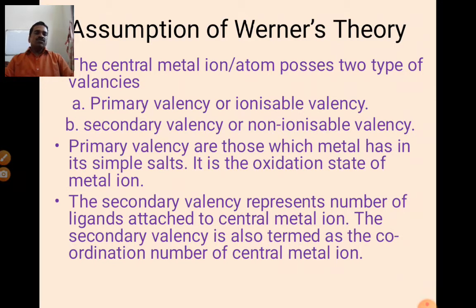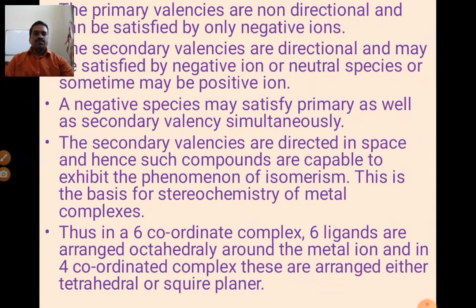First, the central metal ion must possess two types of valencies. One is called the primary valency. This primary valency is ionizable. The second is the secondary valency. This secondary valency is non-ionizable. The primary valency is that which the metal has in its simple salt, that is, it is the oxidation state of the metal ion. The secondary valency represents the number of ligands attached to the central metal ion. The secondary valency is also termed the coordination number of this metal ion. This secondary valency is non-ionizable.